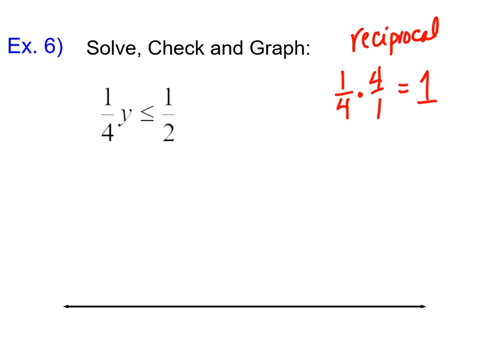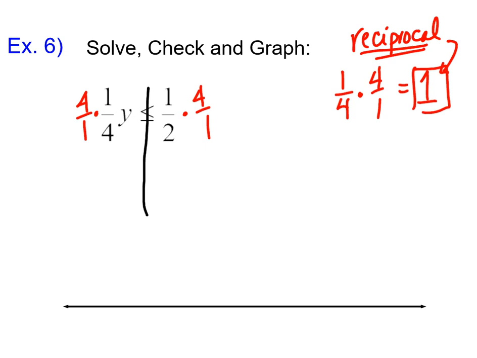When you multiply any number by its reciprocal, it will always equal 1, which is what we want to get. So when I see 1/4, I know the reciprocal is 4/1, or just 4. So I'm going to multiply both sides by 4. When I do that, I'm going to do some canceling, because I know 4 divided by 4 is 1. So 1 times y is just good old y.